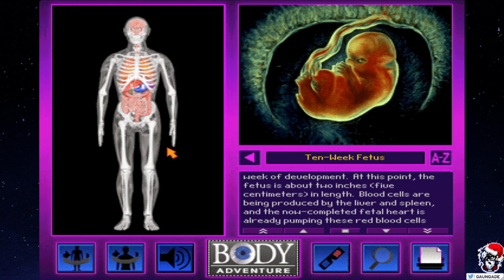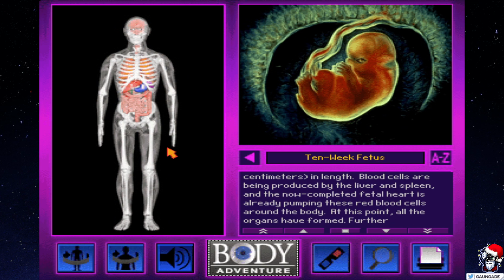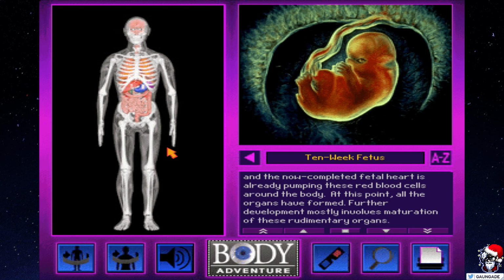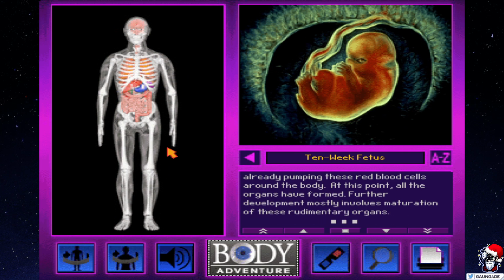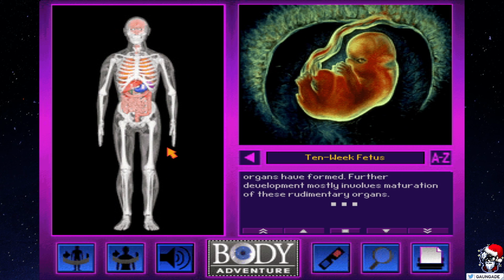Blood cells are being produced by the liver and spleen, and the now completed fetal heart is already pumping these red blood cells around the body. At this point, all the organs have formed. Further development mostly involves maturation of these rudimentary organs.